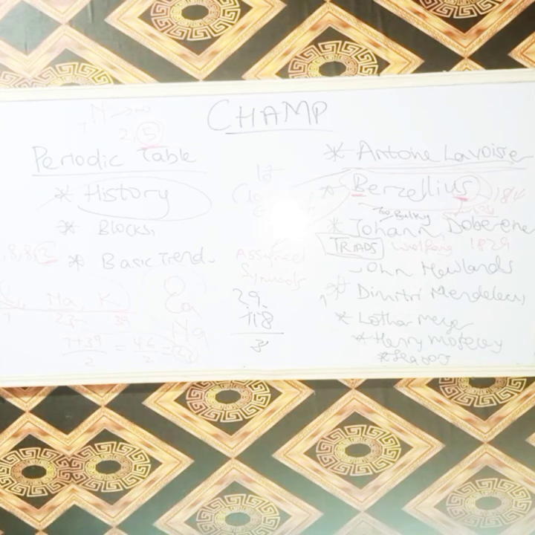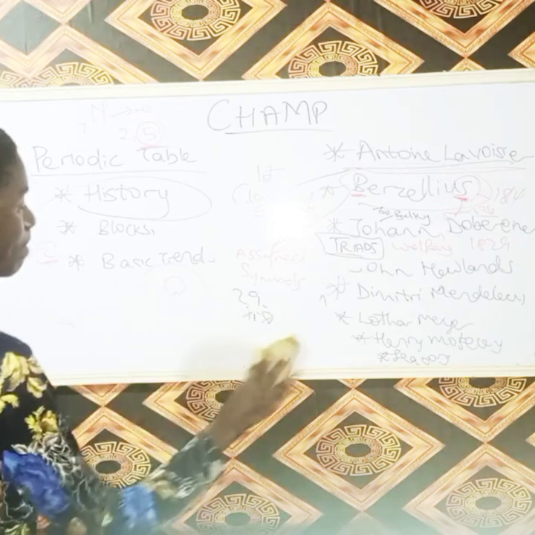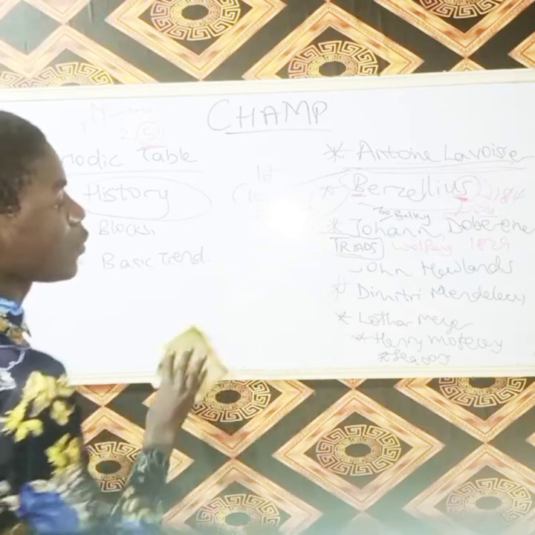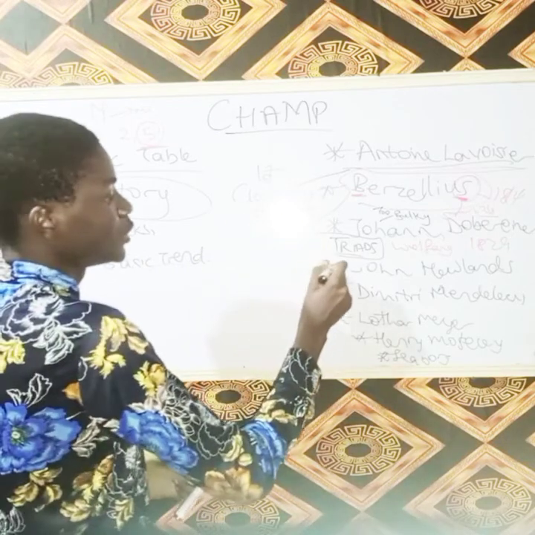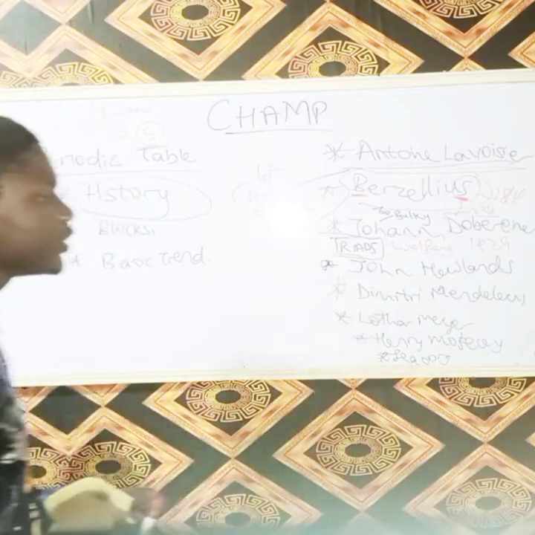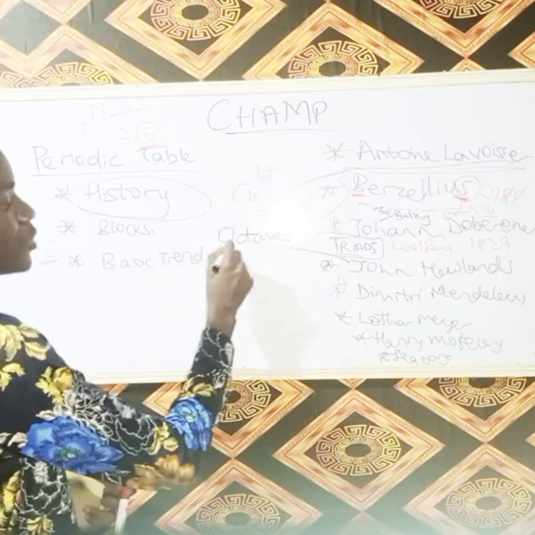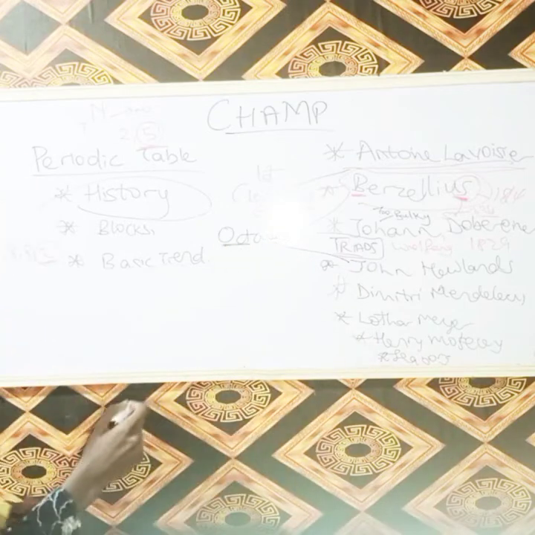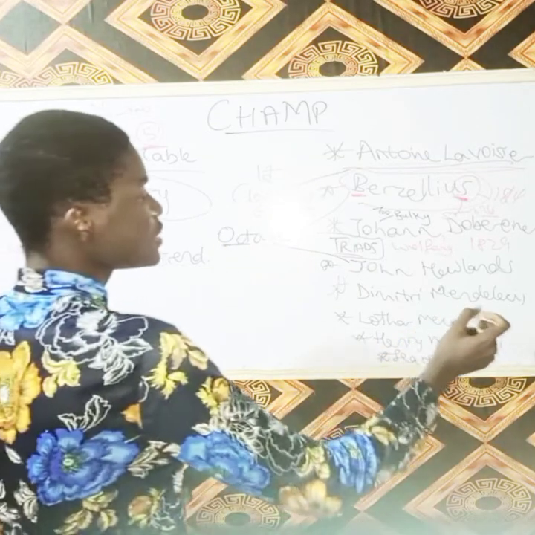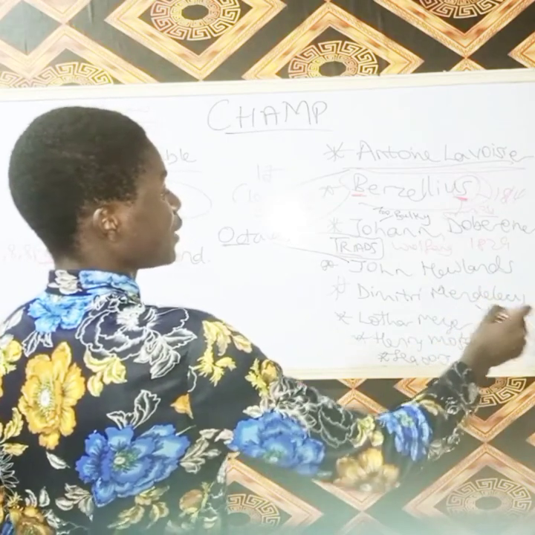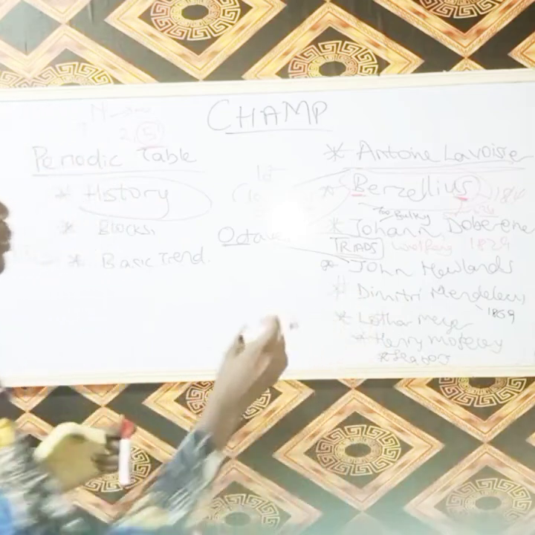Let me just quickly clean things up. Okay, so we have the next man, John Newlands. John Newlands postulated the law of octaves, from the word oct. Yeah, so it's appearing 8. Yes, that was in the year 1869. Yeah, that's very popular.